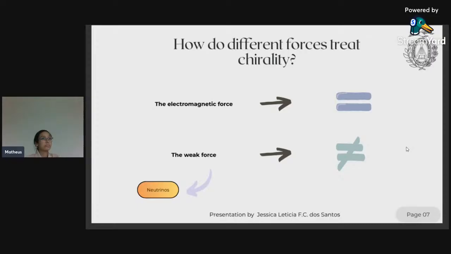I don't understand the question. Like, why are they different? Yeah, she's saying, how do different forces treat chirality? And then she's saying that neutrinos have a different chiral nature, therefore they're treated differently via the weak force. Oh, because the weak decay W interaction that changes the flavor of the particles only happens with left-handed particles. Yeah, neutrinos are only left-handed. That's why they are only left-handed.